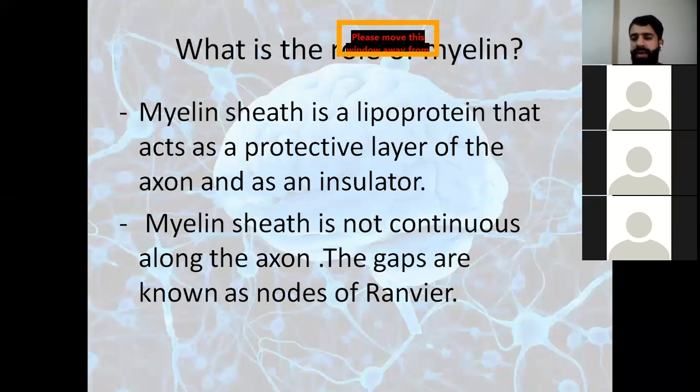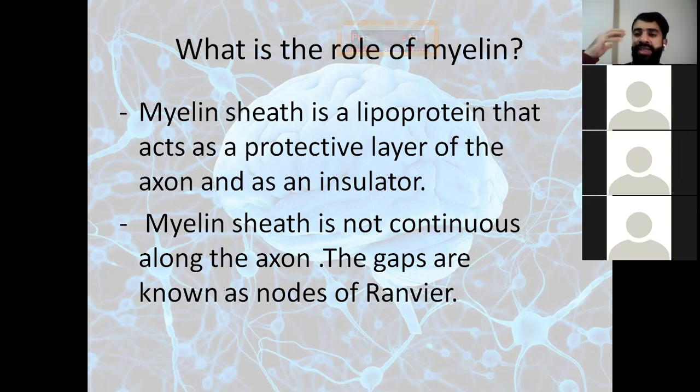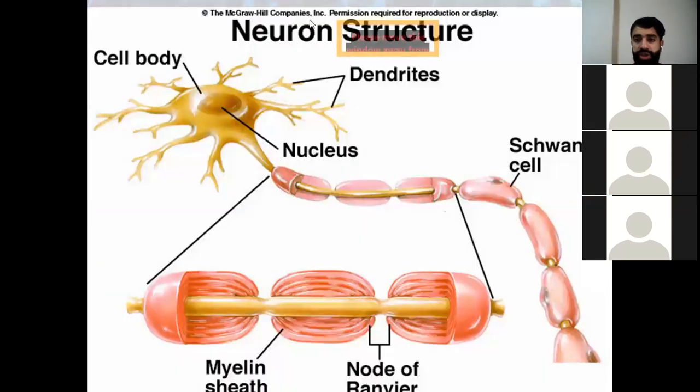What is the role of the myelin? Already we said that the axon is myelinated or not myelinated. If it's myelinated, it contains a myelin sheath. What is the myelin sheath? The myelin sheath is a lipoprotein. It acts as an insulator. It protects the axon. And the myelin sheath is not continuous, as you see here.